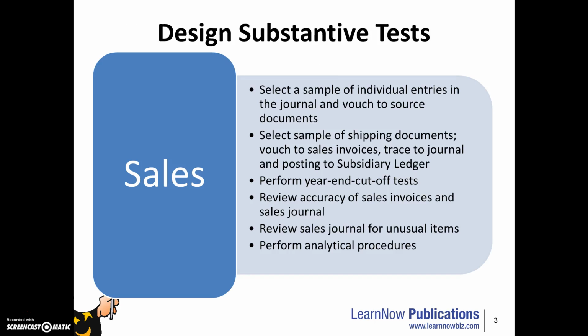So let's look at the design of substantive testing and take the subsystem of sales. What we can do is select a sample of individual entries in the journal and vouch to source documents. We can select a sample of shipping documents, vouch these to sales invoices, then trace to journal and posting to subsidiary ledger. We can perform year-end cutoff tests, review the accuracy of sales invoices and sales journal, review the sales journal for unusual items, or perform analytical procedures.